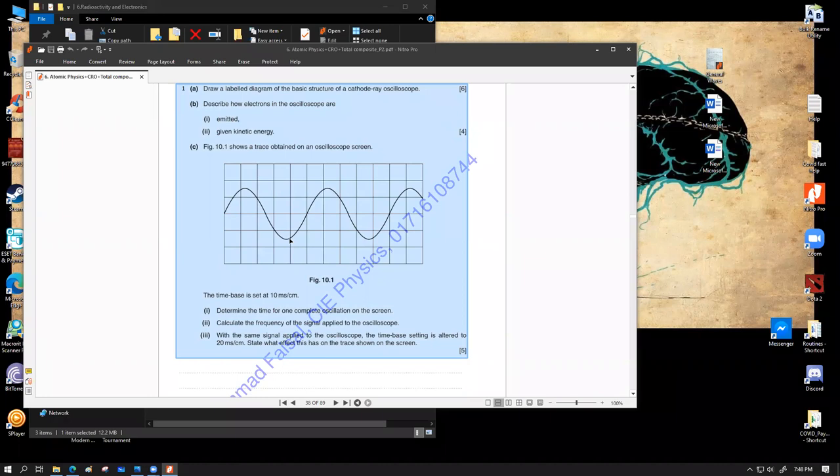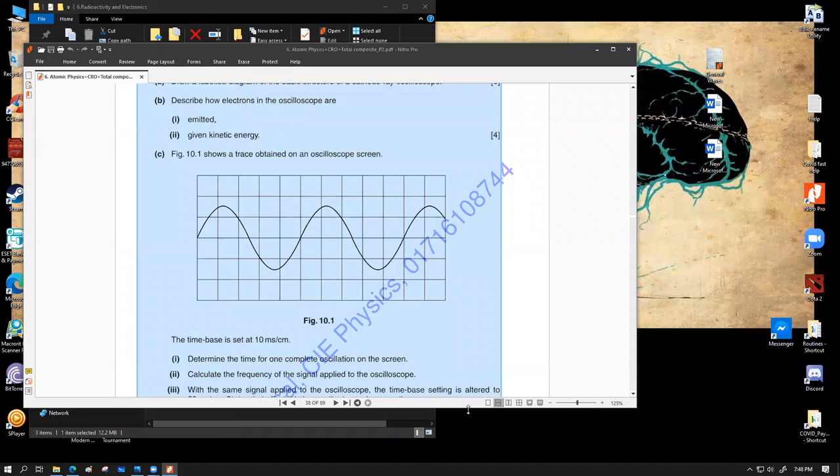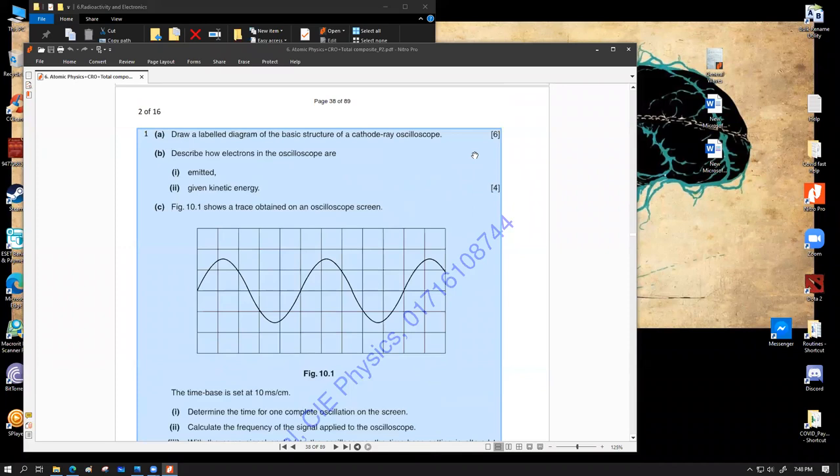This is the first oscilloscope question that we're going to deal with. So let's have a look over here and see if we can solve this. The first thing they are asking: draw a labeled diagram of the basic structure of a cathode ray oscilloscope. This is a pretty old question, that's why they're asking this.